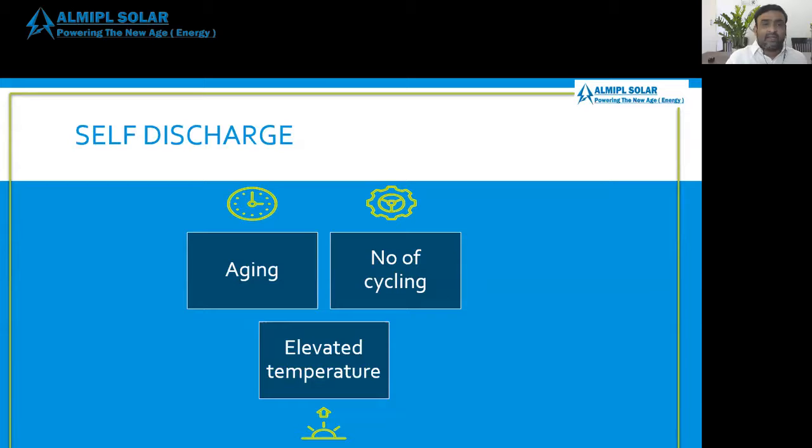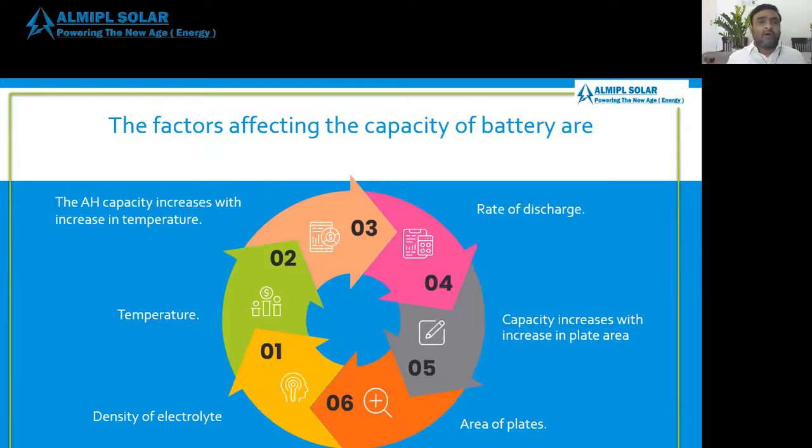Elevated temperature. Normally, the battery is filled with the fluid H2SO4. We need to keep the battery for 4 hours before charging, because at that time a chemical reaction happens, and the battery will get heated. So without charging, we need to keep it. So we are filling the H2SO4 fluid. The factor affecting the capacity of a battery is the factor affecting the rate of discharging.